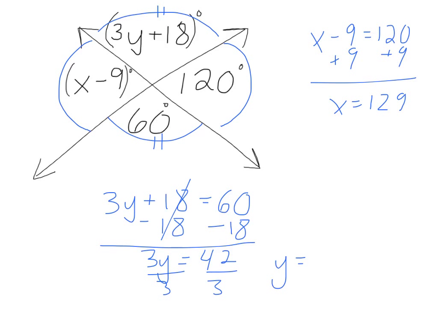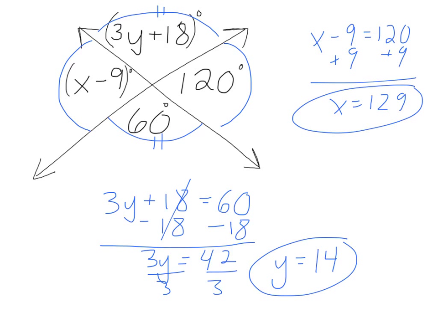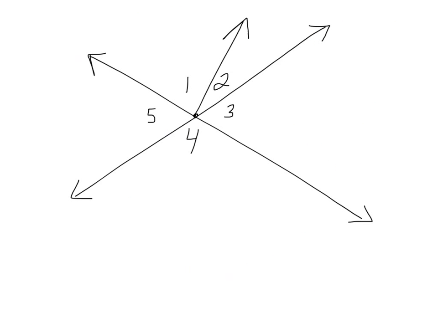And so y is 14. So we can solve for x or solve for y using this idea that vertical angles are congruent. And remember, vertical angles were formed because we had these two lines intersecting. So now here's a famous example, and I wanted to show you this in this video so that you can have this knowledge going forward.